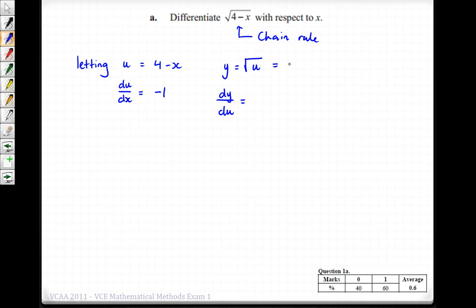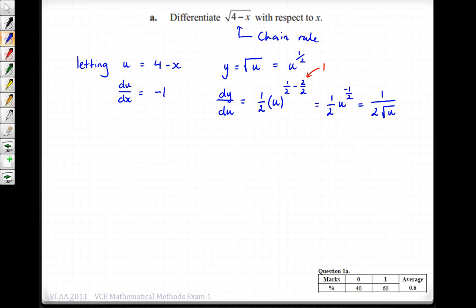we can rewrite this as just u to the power of a half. So our dy/du is going to be the power at the front, so a half at the front of u, and then we subtract 1 off the power. So we have 1 divided by 2, minus 2 on 2, which is just subtracting 1. And this gives us 1 on 2 u to the negative a half, which we can write as 1 on 2 square root of u.